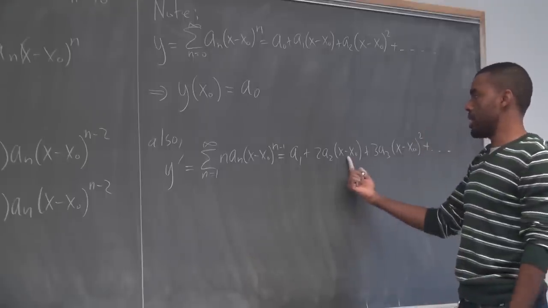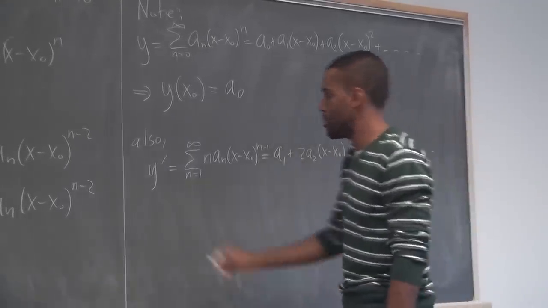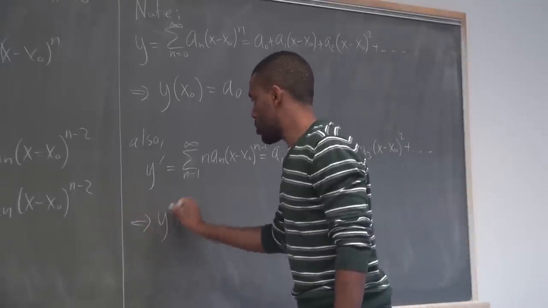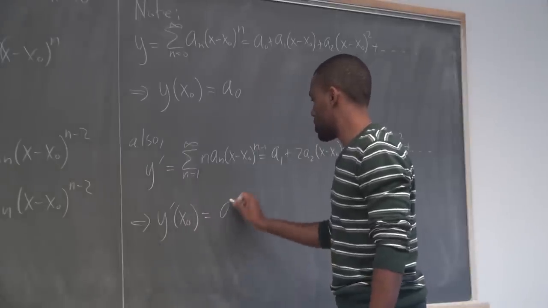Similarly here, if I plug in x equals x0, all these terms go to 0. I'm only left with the first term. So y prime of x0 is going to just be a1.